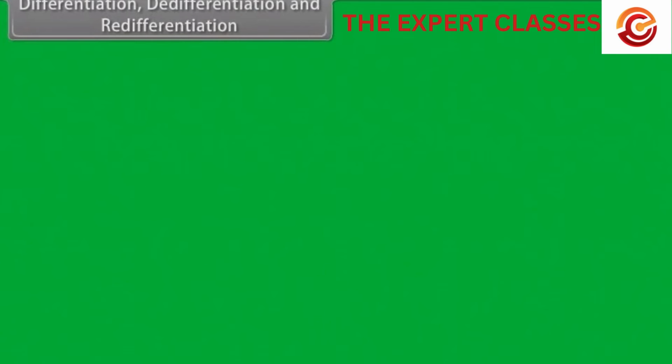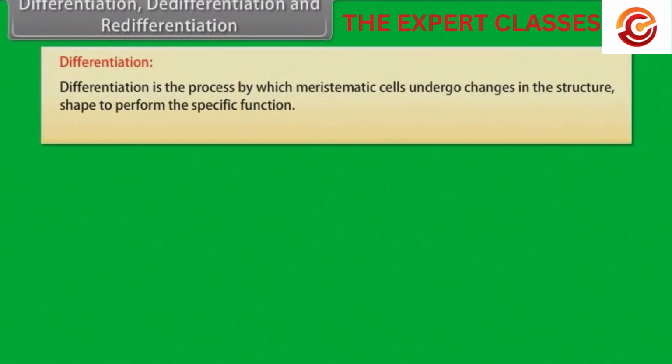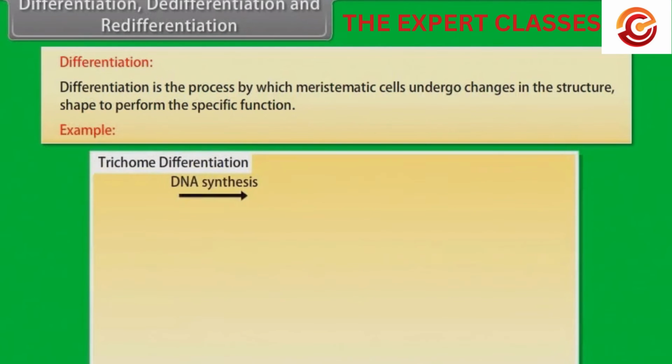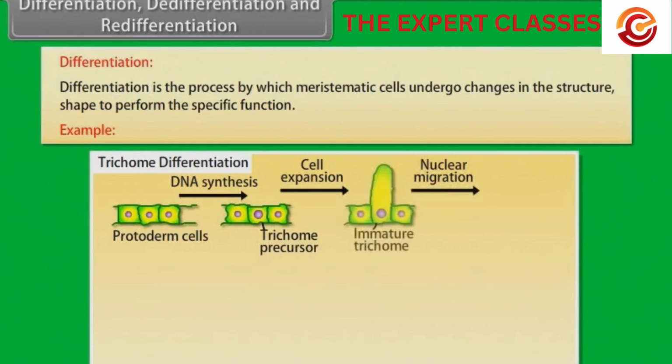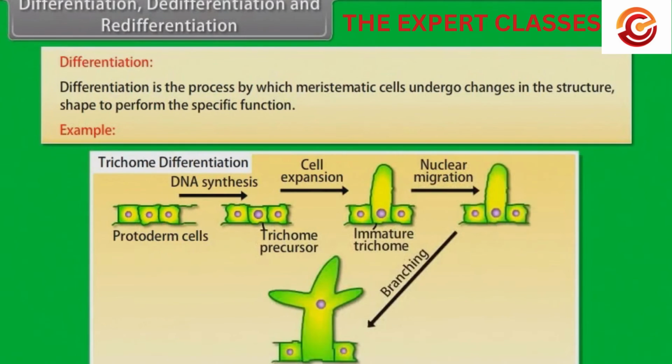Differentiation, dedifferentiation, and redifferentiation. Differentiation is the process by which meristematic cells undergo changes in the structure, shape, to perform the specific functions. For example, after the DNA synthesis of the protoderm cells, cell expansion takes place and it forms immature trichome. After that, nuclear migration takes place and then branching occurs and then it reaches to maturation stage.